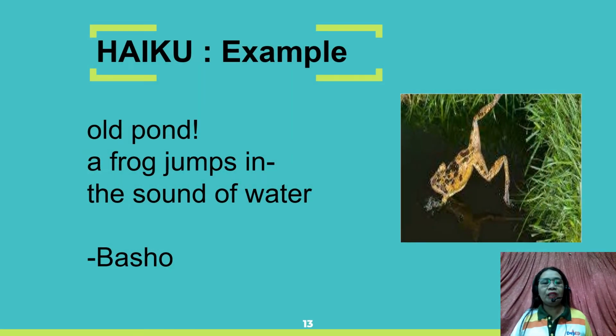So we have here a very simple example of a haiku. Old pond, a frog jumps in, the sound of water. It is written by Basho. So remember that Basho is considered the most famous poet of Japan. This poetry is very simple, but the meaning of it is very deep. It describes the frog as it jumps in the water.